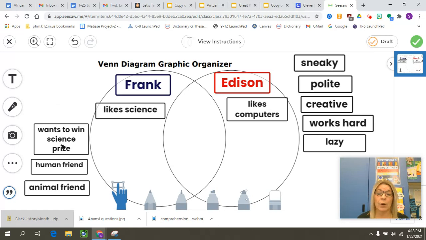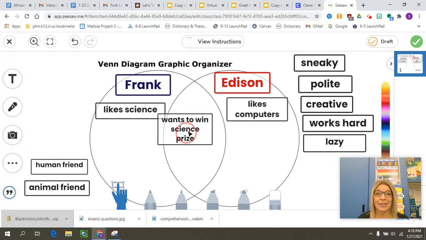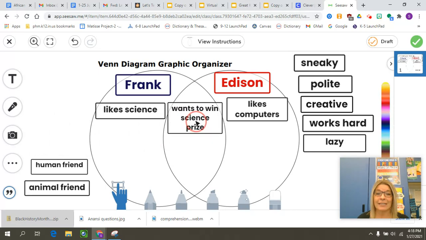Wants to win the science prize. Is that just Frank, just Edison, or both? What do you think? If you're not sure, we can wait a little bit. But I remember both of them really wanting to win that science prize. So I'm going to slide that in the middle. I think that's something they both have in common.